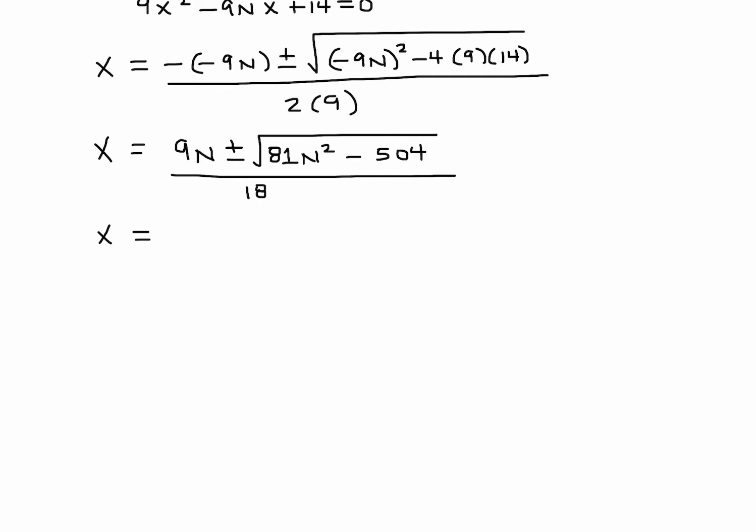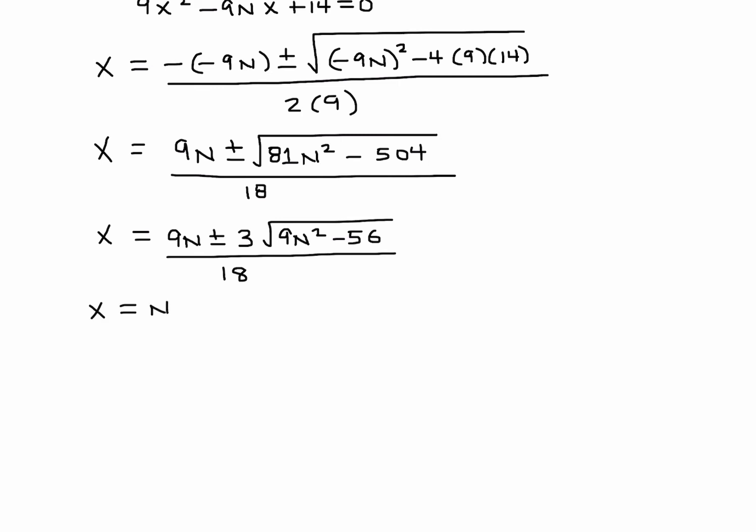Simplifying this a little bit further, this gives me 9n plus or minus. I can bring out a 9, and that gives me 3 once I bring it out of the square root. And that leaves me with just 9n squared minus 56, all under the square root sign, all over 18. And simplifying even further, this gives me just n over 2 plus or minus the square root of 9n squared minus 56, over 6.